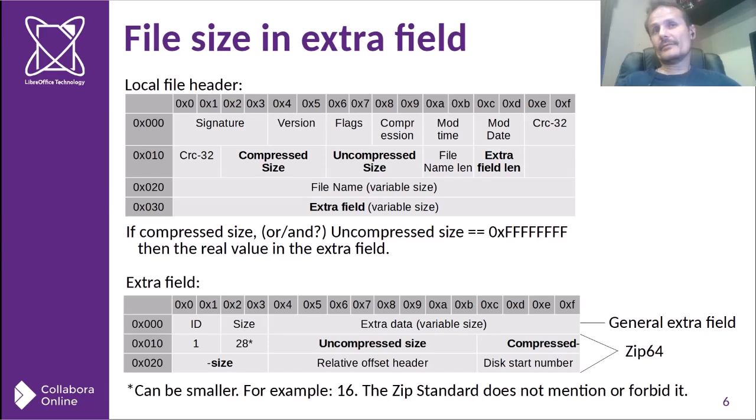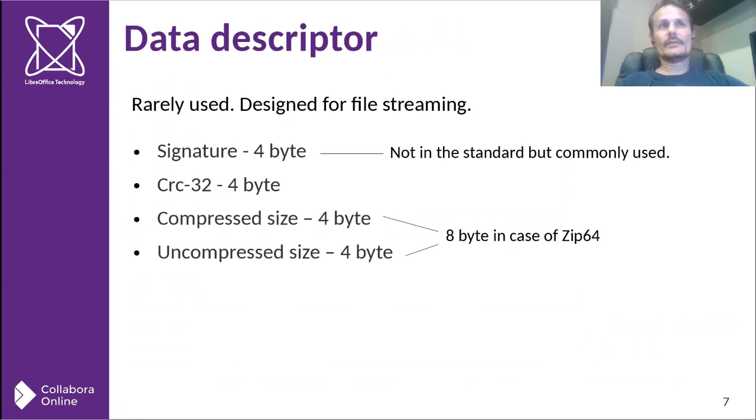Well, it's a strange thing that the standard doesn't forbid it, doesn't mention it. And the next thing is the data descriptor. It's rarely used and it's designed for file streaming. Normally it has 4 fields, each of them 4 bytes big, but here is again a not clear thing: the signature is there or not there.